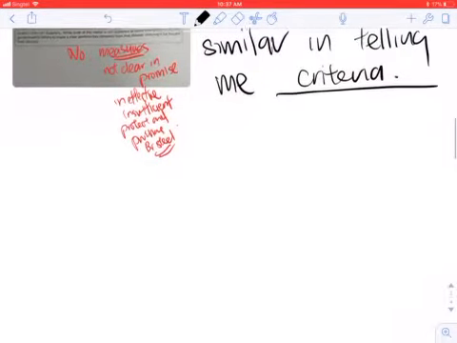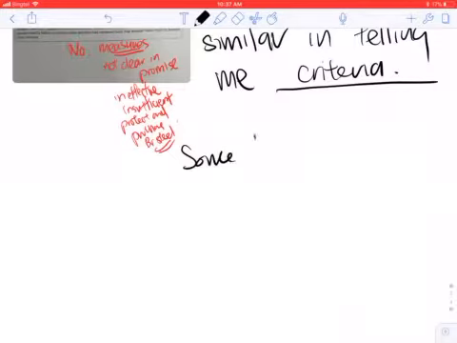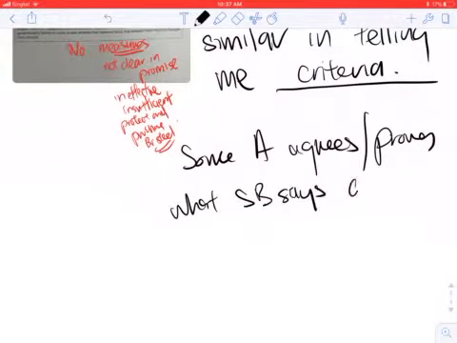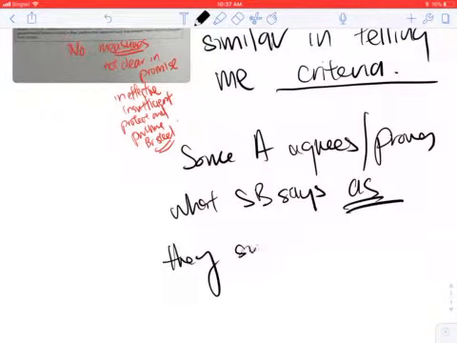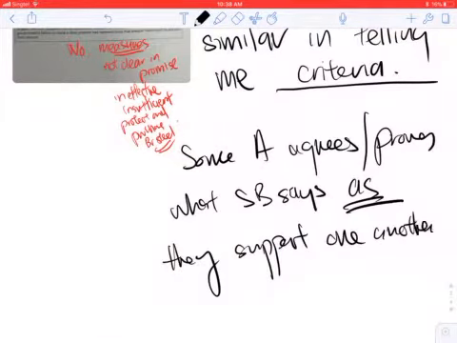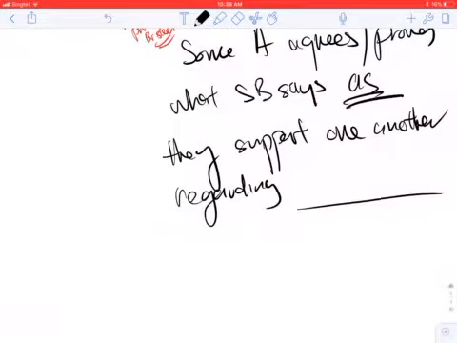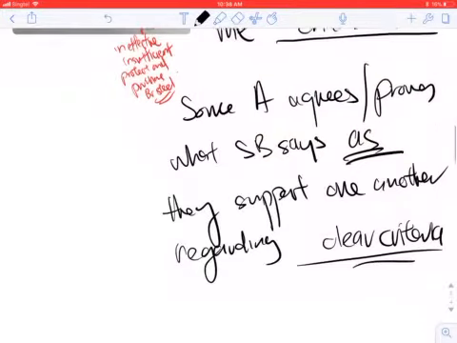So for hybrid, you must say that source A agrees or proves what source B says, as this is the important thing. You must say in the first line, as they support one another. Make it clear in the first line. Regarding. If disagree, you must say does not support. If agree, you say support one another. Regarding, then clear criteria. Okay, so that's for hybrid or comparison questions.